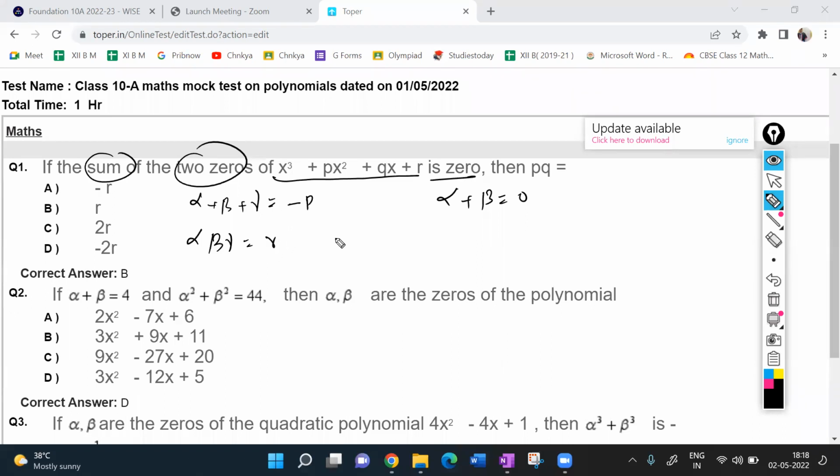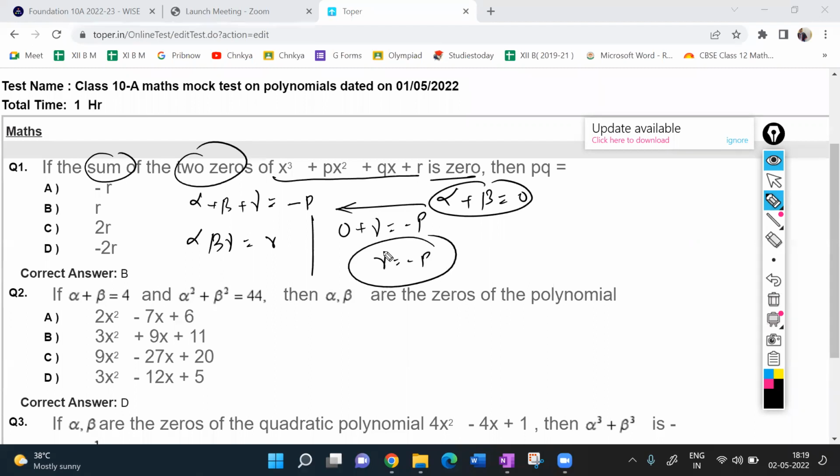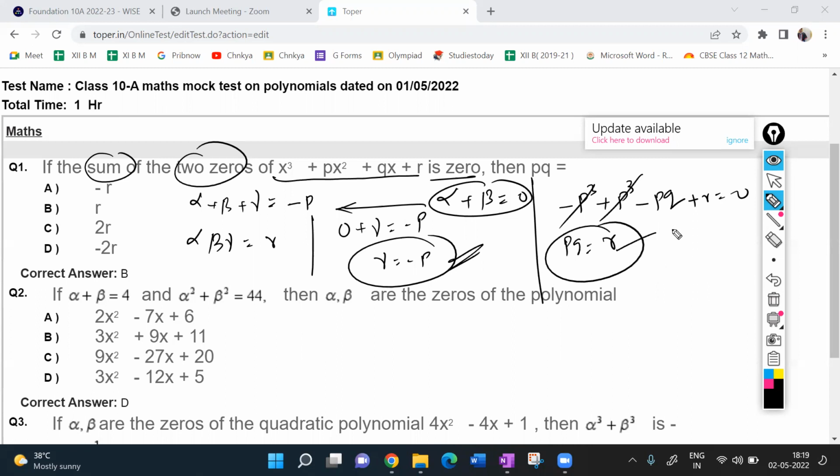Quite simple. Right. Now here I know this one. If I substitute here, what am I going to get? 0 plus gamma is equal to minus p. So gamma is equal to minus p. If you substitute gamma here, what will you get? Minus p cube plus p into p square, minus p into q plus r is equal to 0. This will get cancelled. pq is equal to r. This is how we can solve it.